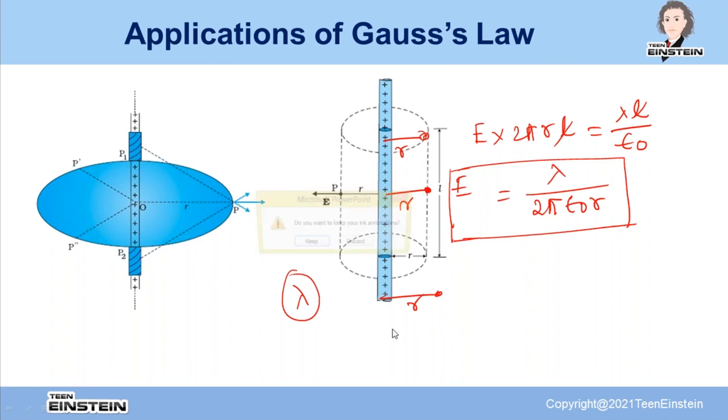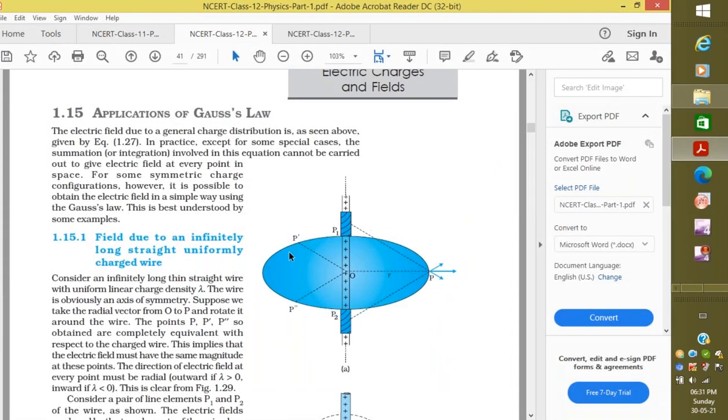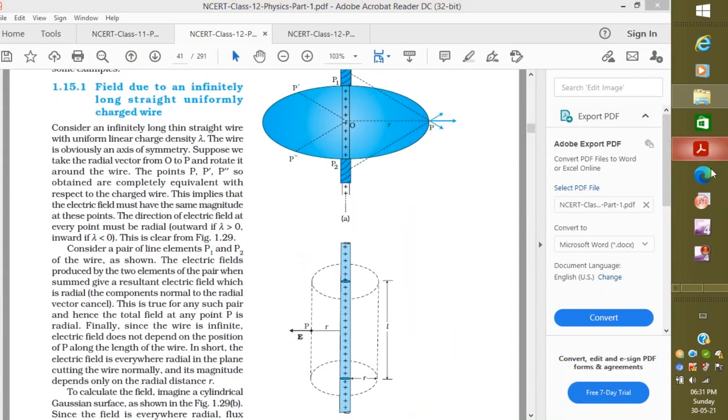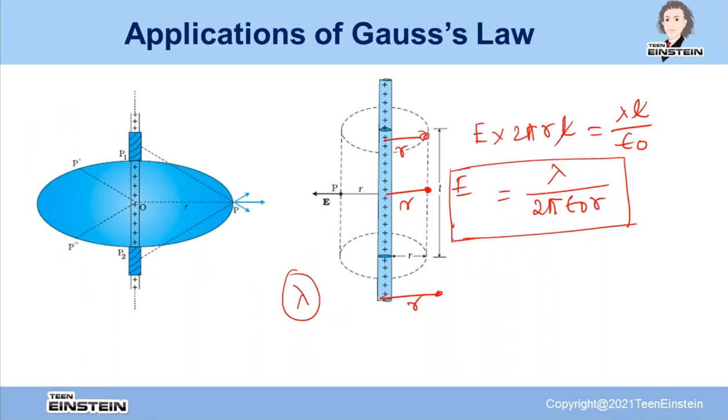One more point I just forgot. Since it was a positive charge density, I have taken lambda as positive. What will happen if the charge density is negative? Now we'll try to draw the electric field from the wire itself. Let us see. If this is the wire with positive charge density, the electric field will be like this.